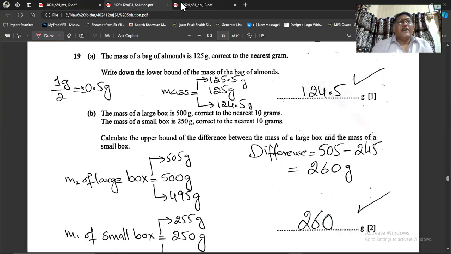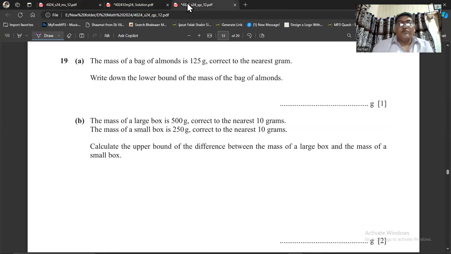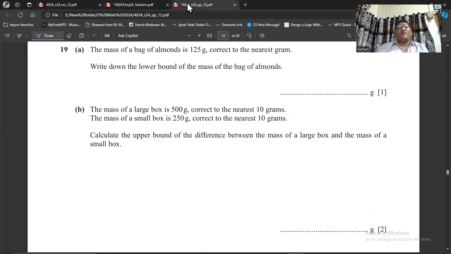So our answer is right. Question number 19, and it's part B. It says the mass of a larger box is 500 grams, correct to the nearest 10 grams. So divide 10 grams by 2 to get 5 grams. You will add 5 grams to it and subtract 5 grams from it to get the upper bound and the lower bound of the mass of the larger box.